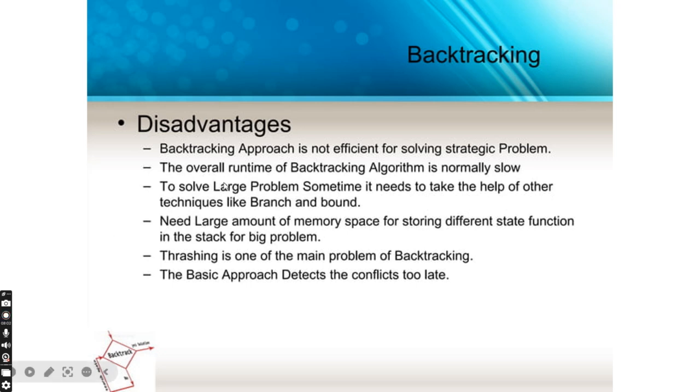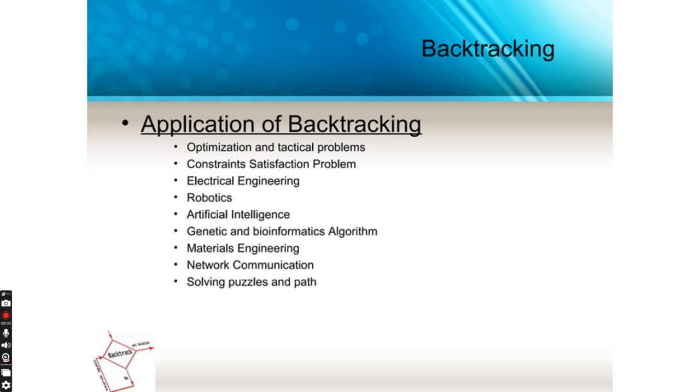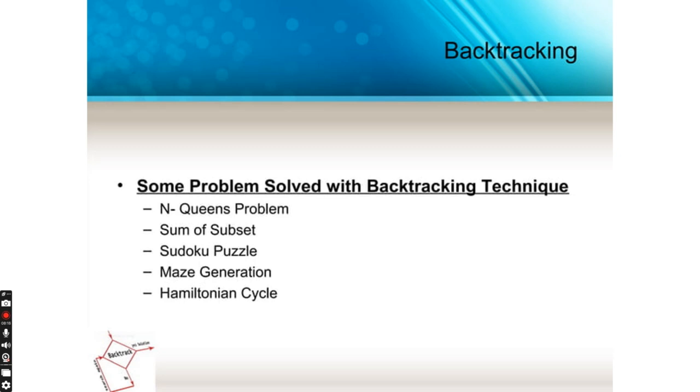So there are some advantages in backtracking, and applications include constraint satisfaction problems, robotics, AI, genetic engineering, material engineering, network communication, and solving puzzles. In these areas we can apply backtracking. The problems solved by backtracking are n-queen, sum of subsets, Sudoku puzzle, maze generation and Hamilton cycle. That's all about the backtracking technique.